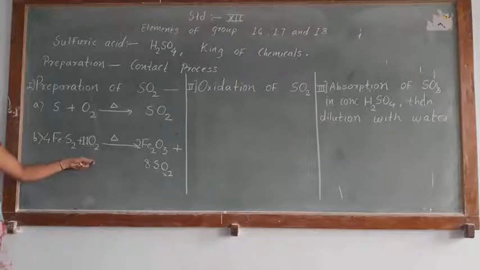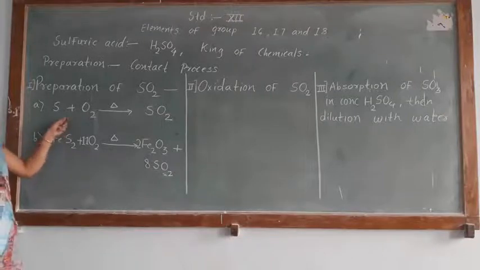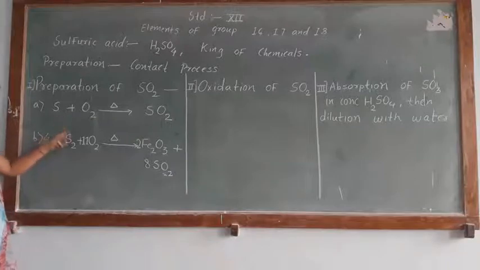So in the contact process, sulfur dioxide may be obtained by oxidation of sulfur or by oxidation or roasting of iron pyrite.